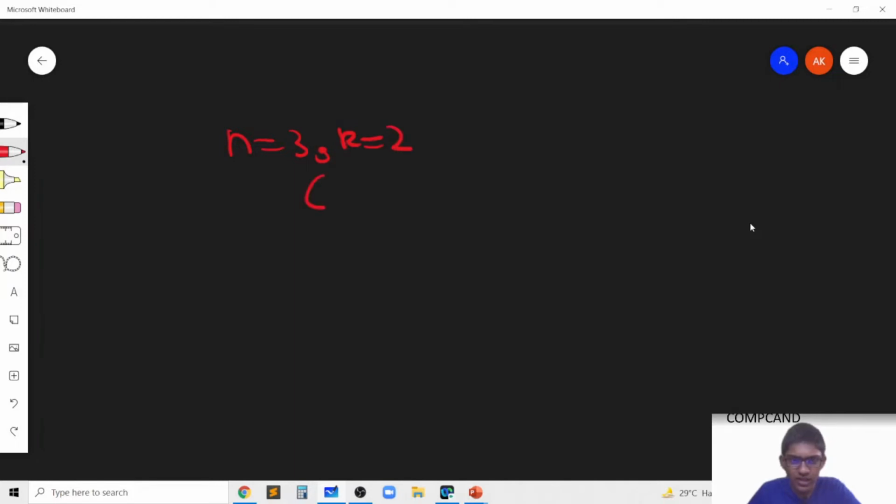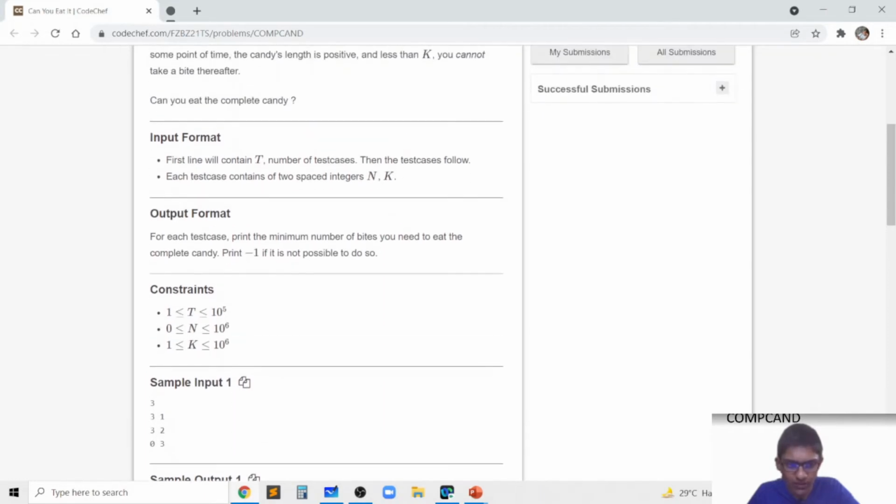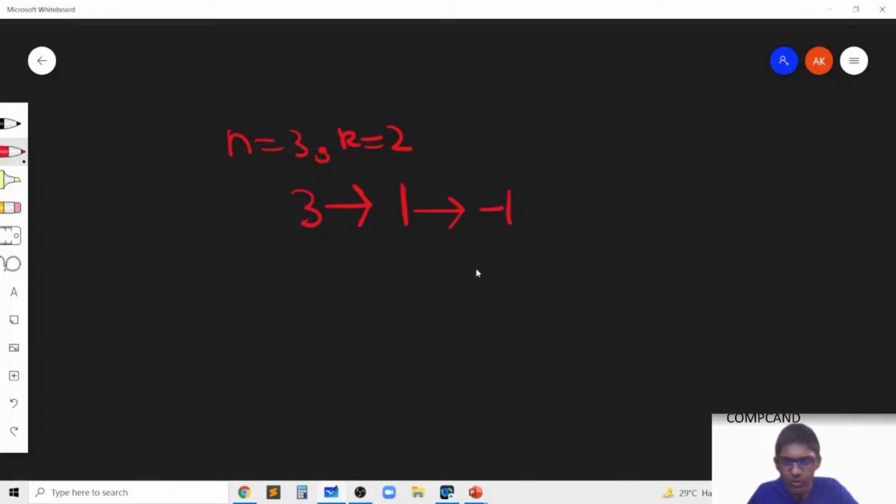So this means that initially we start from 3. So that's the initial length of the candy. Then we have to take a bite of length 2, which will reduce the candy to 1. And we can't take a bite again because 1 minus 2 will give -1, which is less than 0. So it's actually not going to be possible. So we'll print -1, and this is the second example.